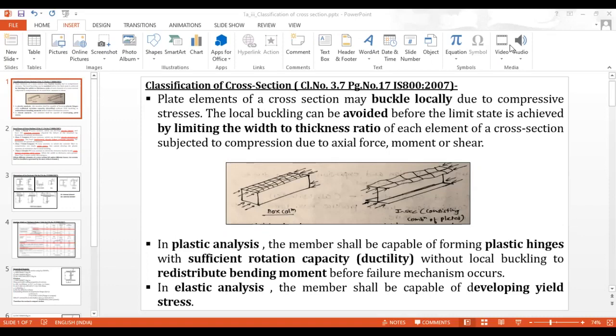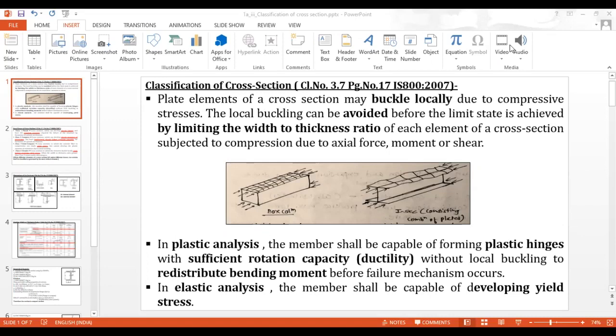If you observe the diagram, the box column and an I section column, the buckling of the I section column can be seen very adversely. So this effect we have to nullify. So the section needs to be checked for the cross section.